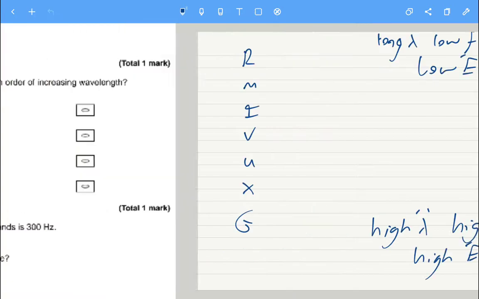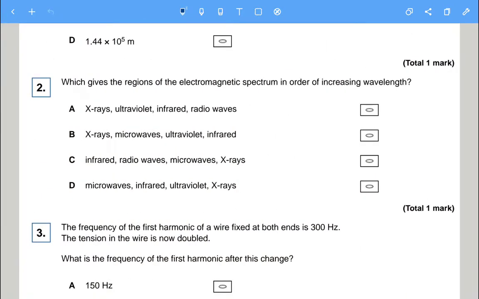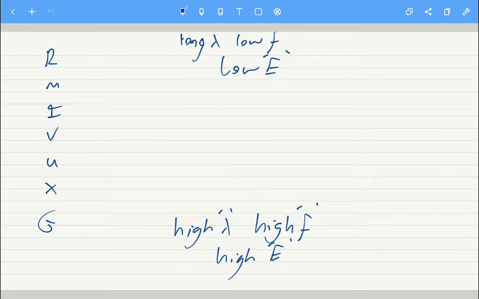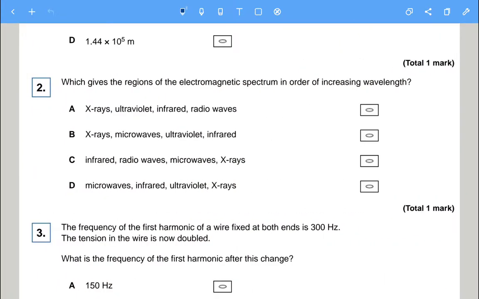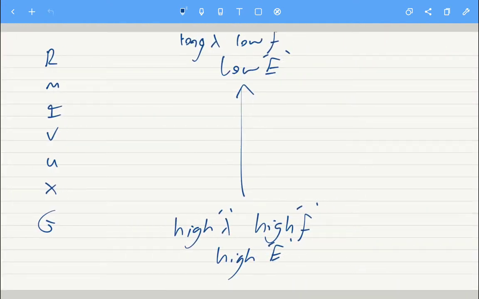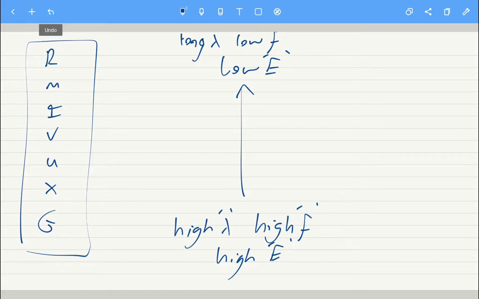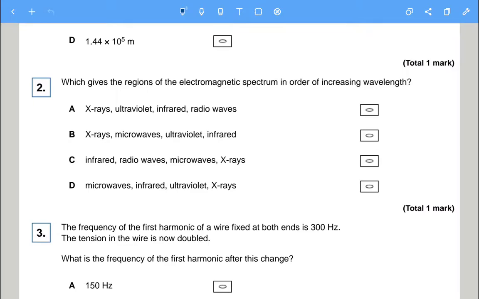Then just check the question. Which gives the regions of the EM spectrum in order of increasing wavelength. So increasing wavelengths that direction. So in this instance, X-rays, UV, infrared, radio waves, in that order. So I'd probably just do a little sketch like this on the side of the question, and then just pick the correct order. So the answer will be A.